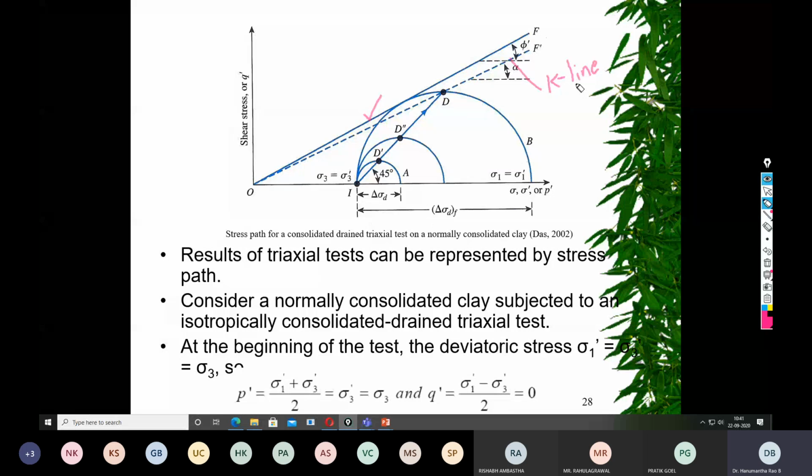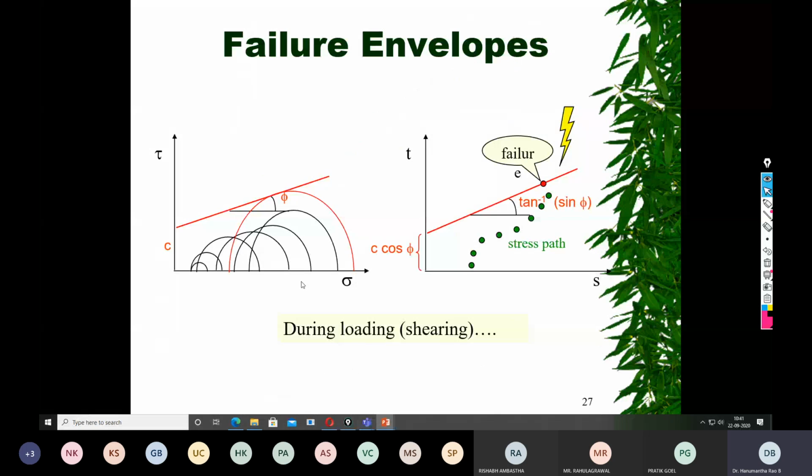When you draw the K line, it is indicative of what stress path it follows. Now try to understand logically. Let me distinguish between the previous slide and this slide. Now let us look at this Mohr circle.